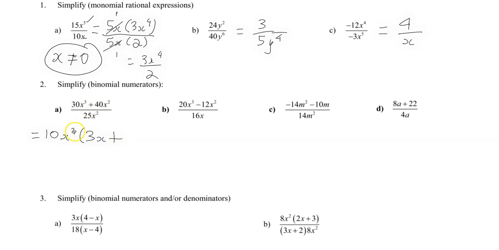When you're common factoring, however many terms you have in the original is how many terms you are going to have in the factored form. So to get 40, I'm going to put a 4. It's got an x squared. I don't need anything else.